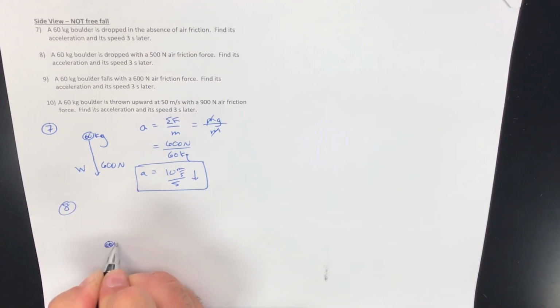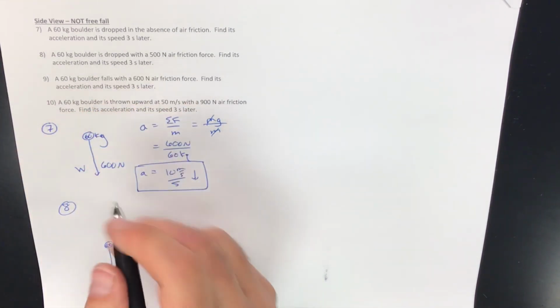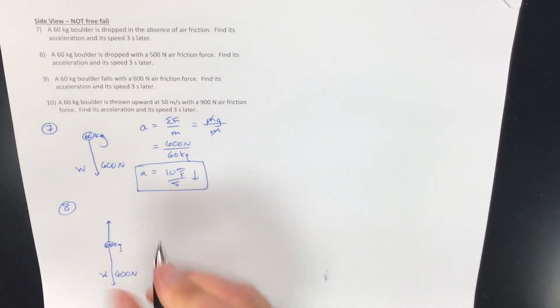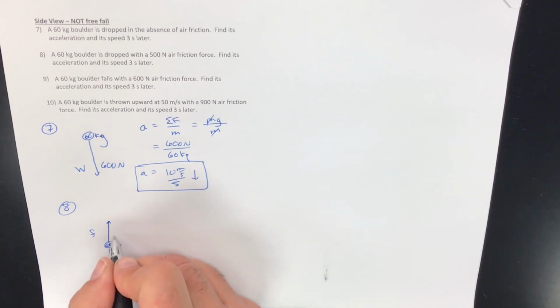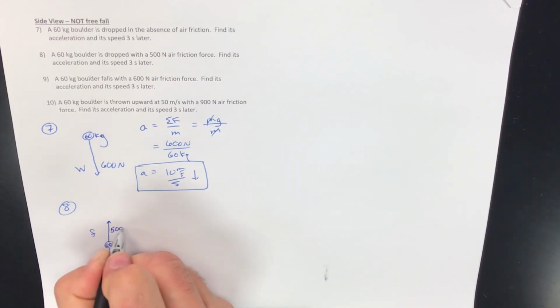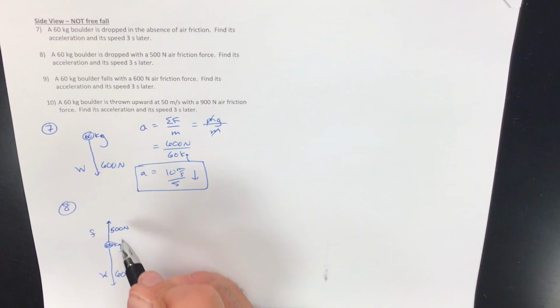Number 8, here we add a complication. This is a 60 kilogram mass. Again, that is a 600 Newton force. That's the weight. And then 500 Newton air friction. Make it shorter, but not a ton shorter and not obviously shorter. Just draw it shorter. 500 Newtons. This is a visual cue showing you that this size is smaller than that size.